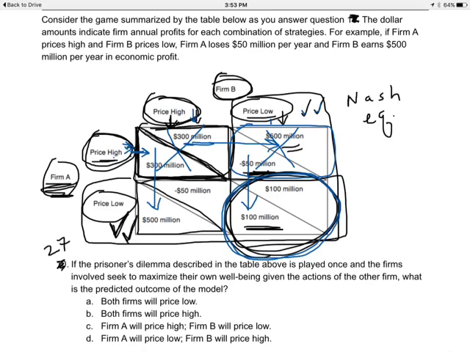Then for the same logic, if firm A were to price low and firm B were to price high, notice that given that firm A is pricing low, firm B would like to change its action to price low and make 100 million instead of losing 50 million. So price low, price high is also not a Nash equilibrium. So that's how we do it. We'll do a lot of these. The correct answer was A. Both firms will price low.